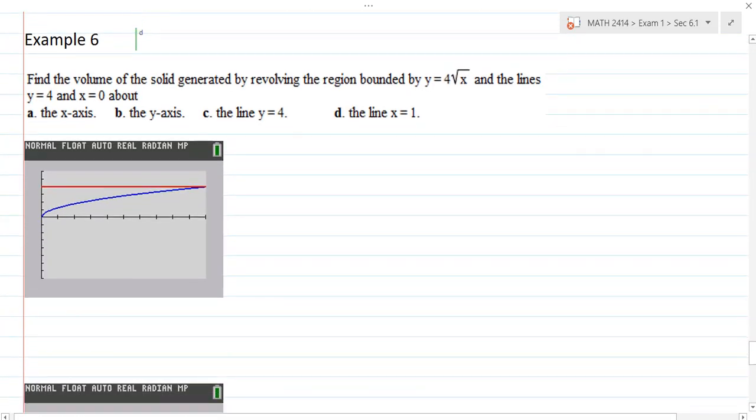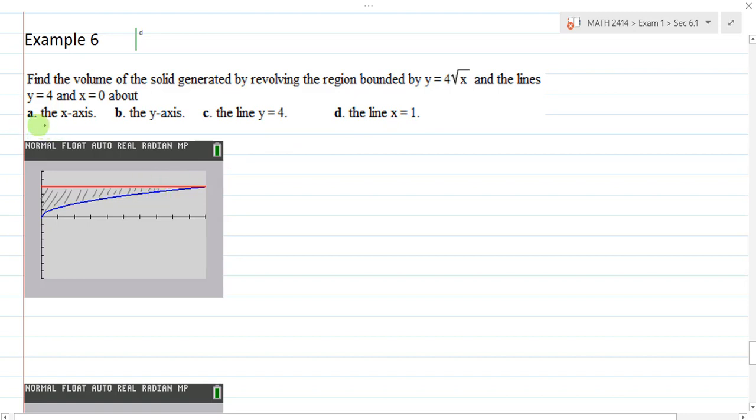All right, so let's look at some example problems here. So here we're asked to find the volume of the solid generated by revolving the region bounded above by y equals 4 square roots of x. That's this blue curve right here. And the lines y equals 4, which is the red curve, and x equals 0 is the y-axis. So our shaded region is actually going to be this region right here. We're going to take this same region for all of these four problems. We're just going to change the lines that we're revolving around.